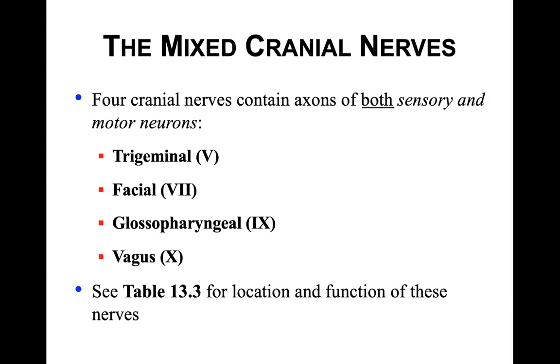Four cranial nerves are strictly what we would call mixed, where they contain both sensory and motor neurons. This will include the trigeminal, facial, glossopharyngeal, and the vagus nerve.